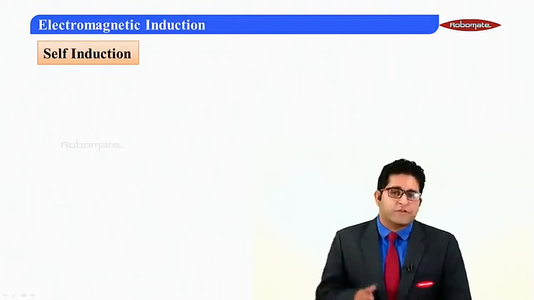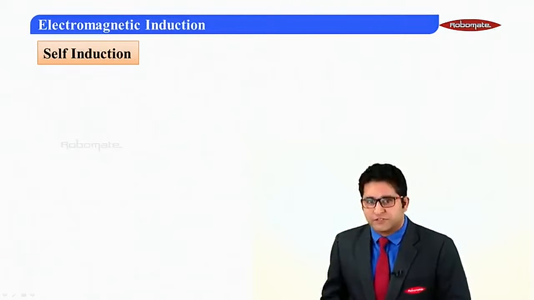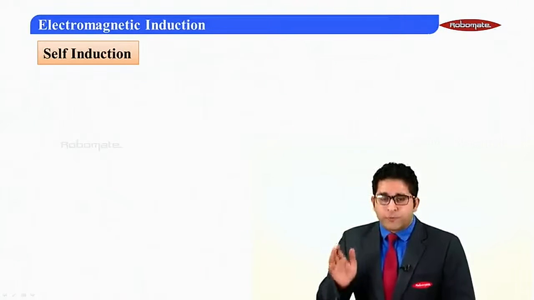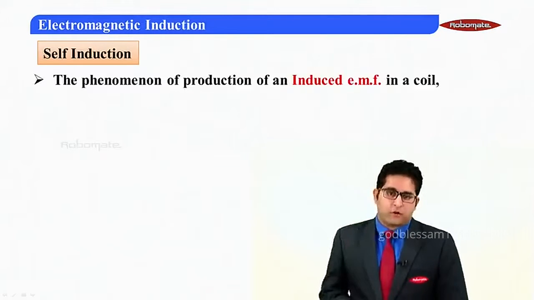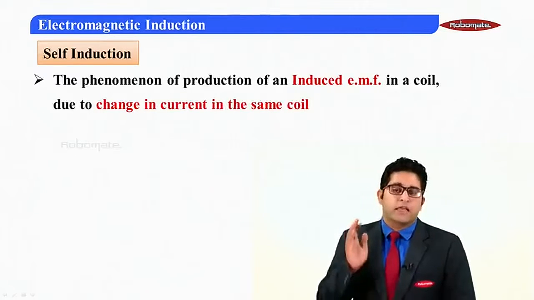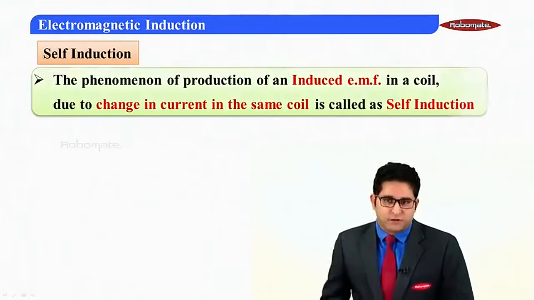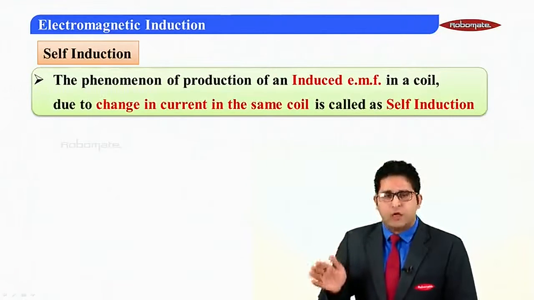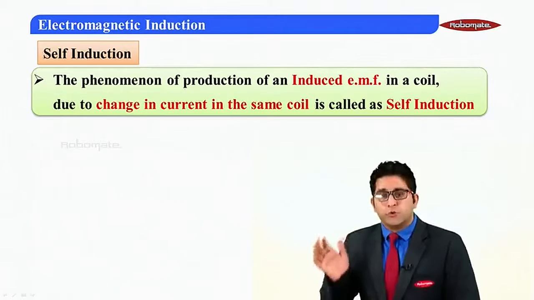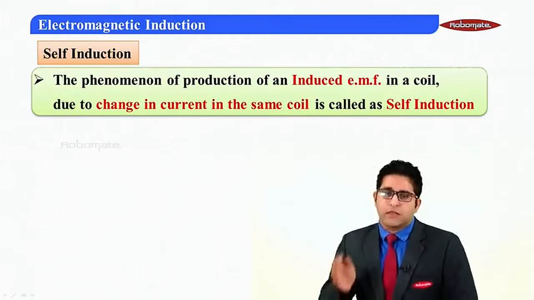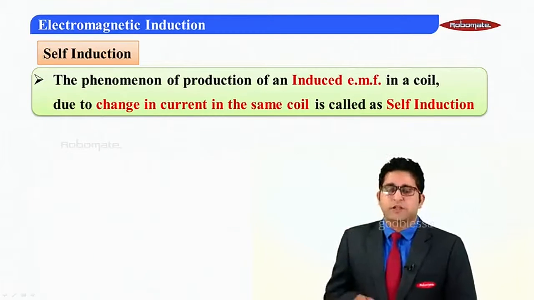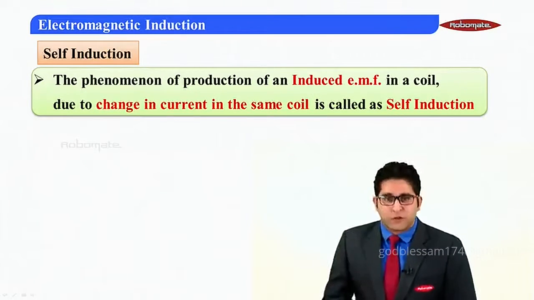Now students, we have already defined this term called self-induction. Do you remember? Yes, it is the phenomenon of production of induced EMF in a coil due to the change in the value of current in the same coil. So what is the definition? The phenomenon of production of induced EMF in the coil due to the change in current in the same coil is called self-induction.